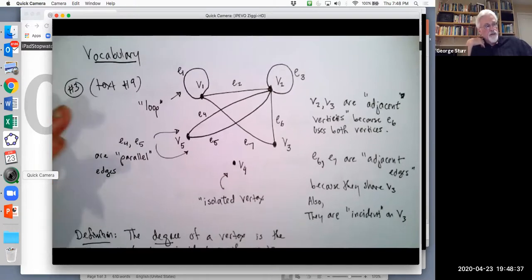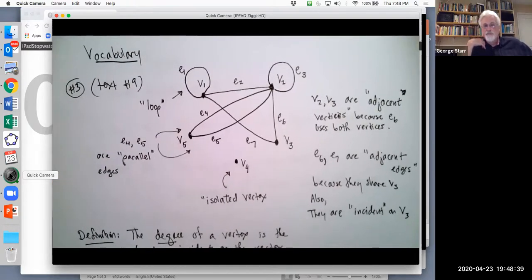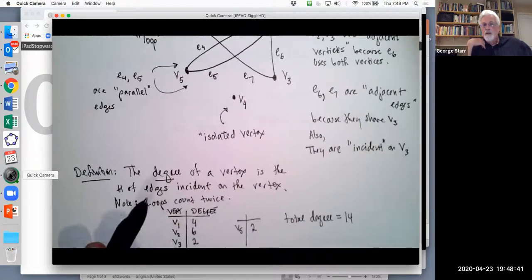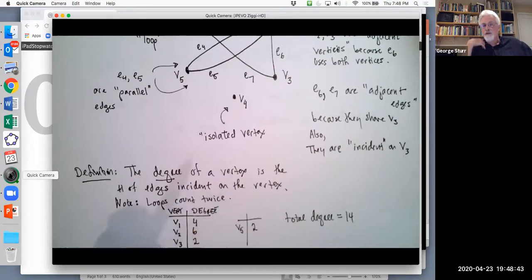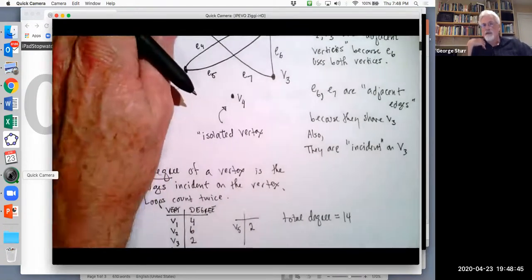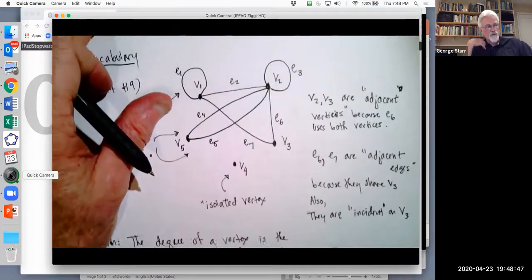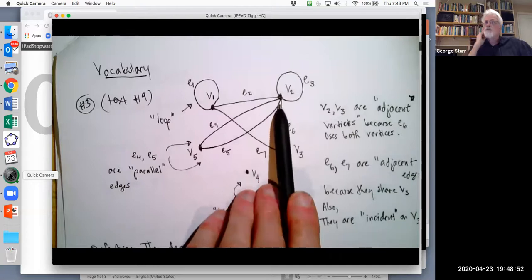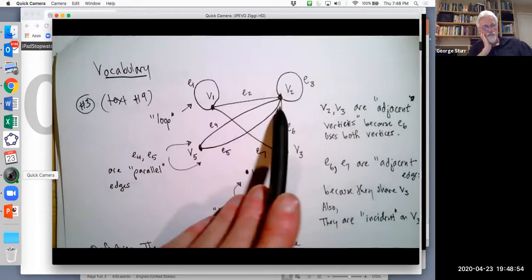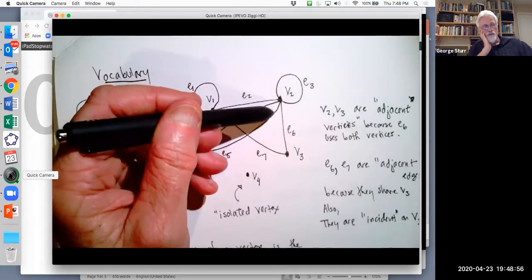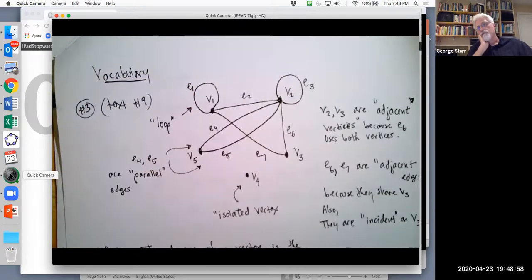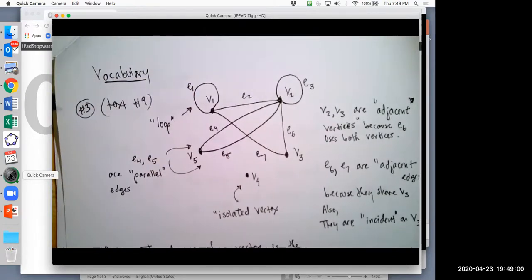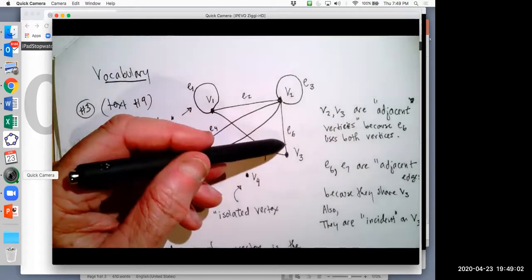Lastly, there's the degree of a vertex. The number of edges incident on the vertex. So that's an easy thing to see instead of using the language. Look right here at V2. What's the degree of V2? 1, 2, 3, 4. What's the degree of V3? 1, 2.